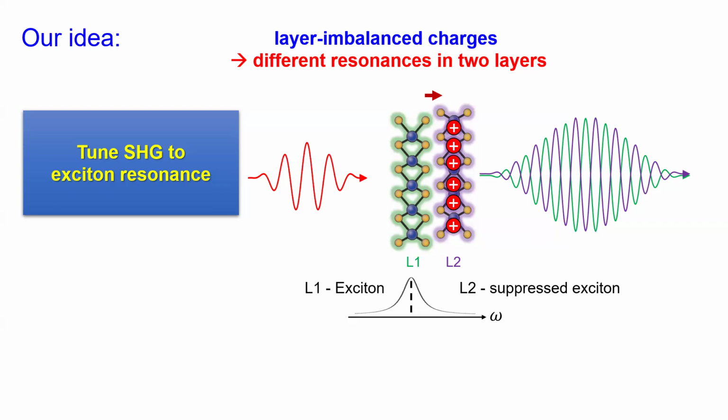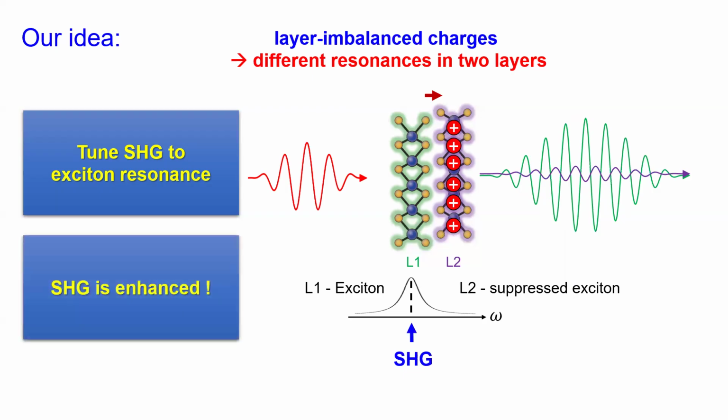So the resonant effect will be suppressed a lot. Finally, the superposition of the two SHG responses from two layers will be very different, and the perfectly destructive interference will be destroyed a lot. So the total SHG in the 2H bilayer system will be much enhanced. So this is actually our idea.